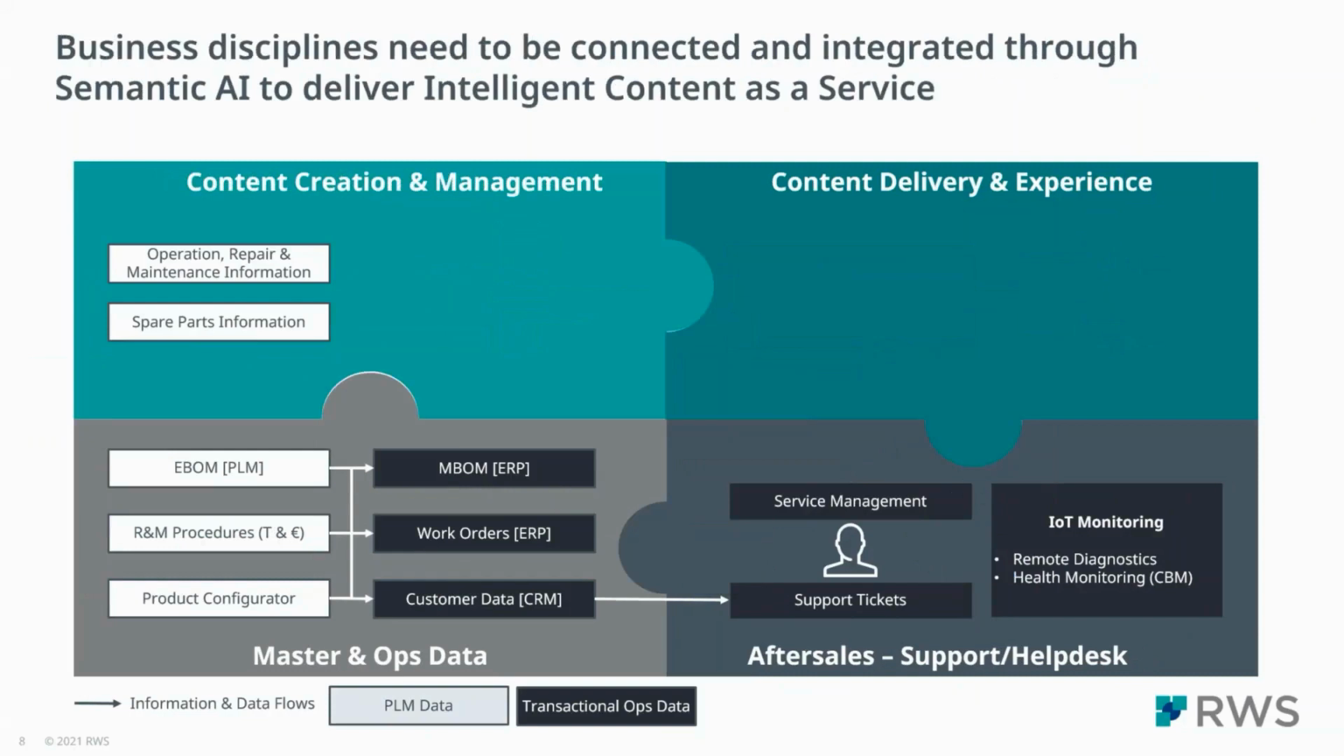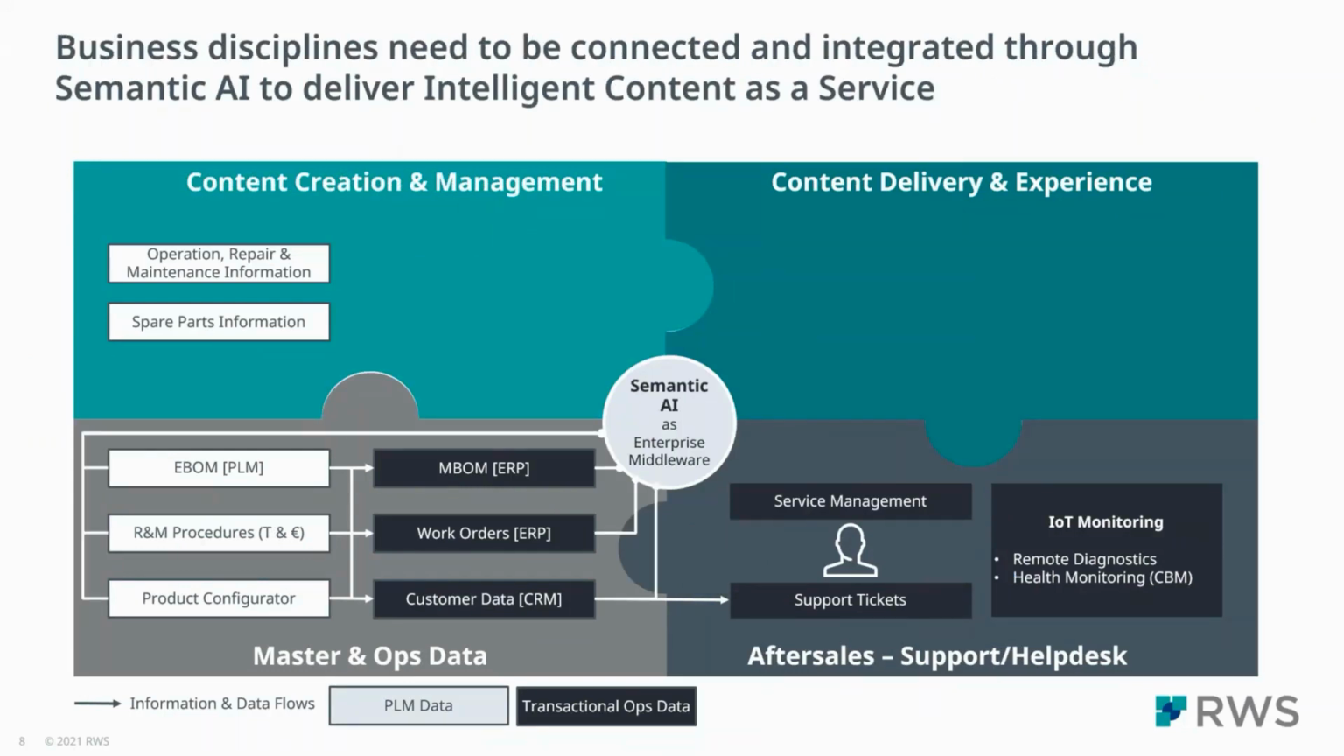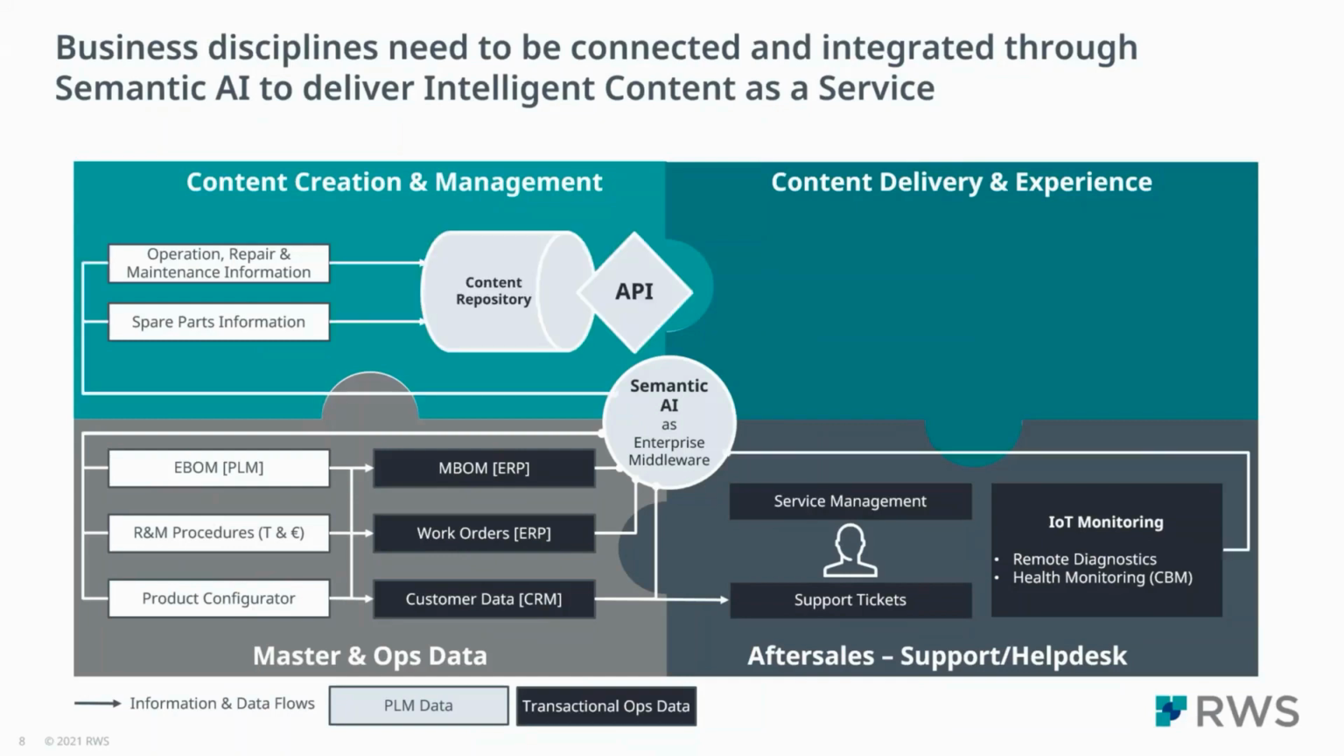It can be done by integrating the information elements, the information silos, into a knowledge graph, a semantic AI application that you use as an enterprise middleware. So that means there's no one-to-one connection of information from the PLM system to content management. You merge and bring that all together into a knowledge graph, and that is then used by the different applications.